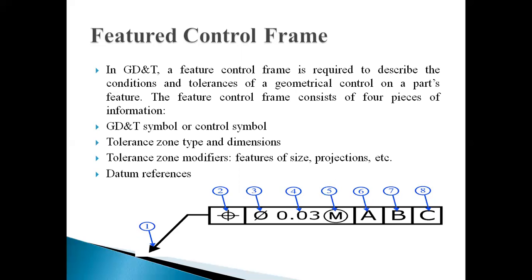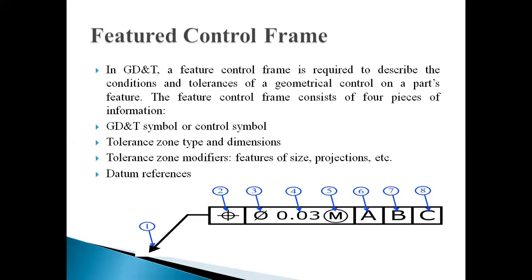Third one is the diameter symbol. If the geometric control is a diametric tolerance, then the diameter symbol will be in front of the tolerance value. Suppose we have to control the radii, then we use the symbol of radii. Fourth one is the tolerance value. If the tolerance is a diameter, you will see the phi symbol and next the dimension signifying a diametric tolerance zone. The diameter is allowed to vary only between 0.03.